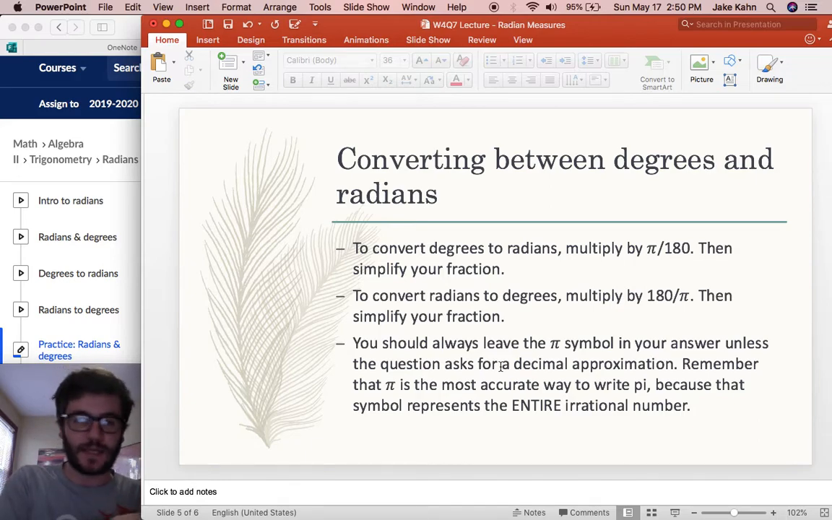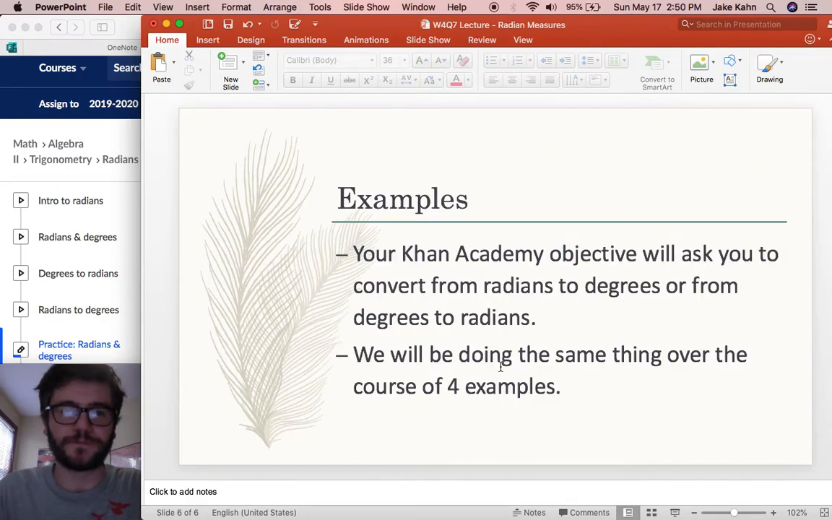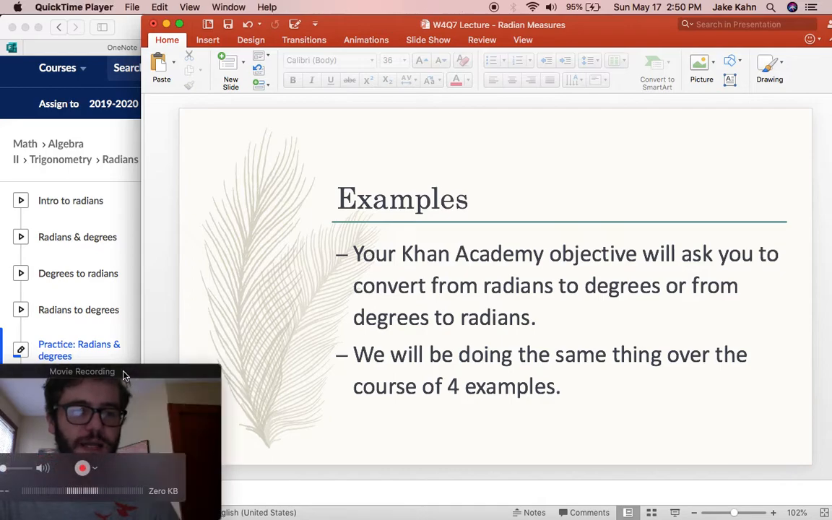And as I said in the previous slide, leave the pi symbol in your answer unless the question asks you for a decimal approximation, because leaving the pi symbol in fully represents that irrational number pi. It's best to leave the symbol in. Now we're ready for examples, and we're going to be going over 4 examples. 2 where you're doing decimals to, 2 where you're doing degrees to radians, and 2 where you're doing radians to degrees. This is going to match pretty much what you have to do on the Khan Academy.